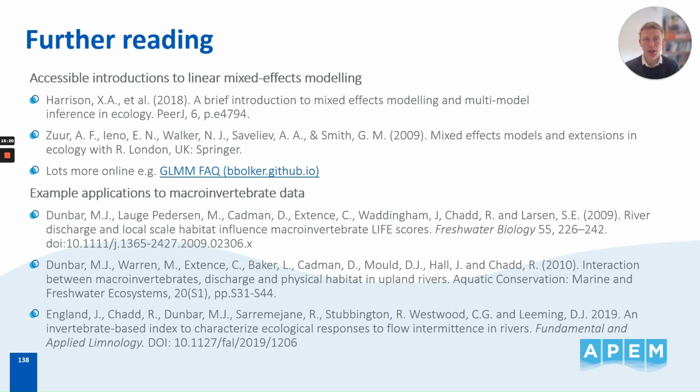The third paper is by Judy England and her co-authors, and is slightly more recent and focuses on the use of the MIS index. It's a particularly interesting paper because it focuses on ecological responses to flow intermittence. So it's dealing with intermittent river systems and suggests some useful techniques for modelling the effects of drying events on invertebrate communities.